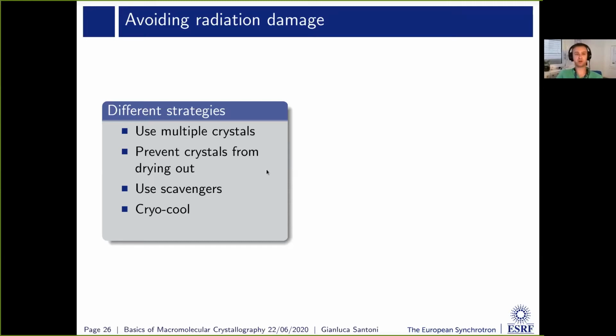We could cryocool the crystals. This has been the main choice for the last probably 30 years. Or we could use multiple crystals. This is why I put it back, because in the last few years, there was a resurgence of methods using multiple crystals, which goes under the generic name of serial crystallography, where instead of trying to preserve your crystal from radiation damage, you just collect the most data possible from one single crystal before it dies due to radiation damage, and then go to the next crystal. Basically, it's exactly what was done in the 60s, but on a larger scale.